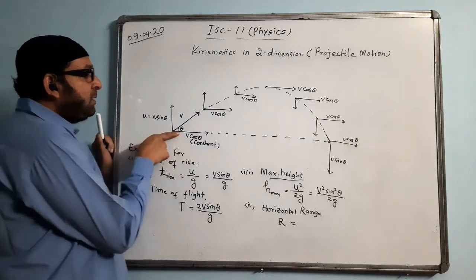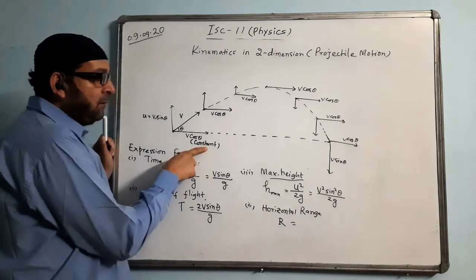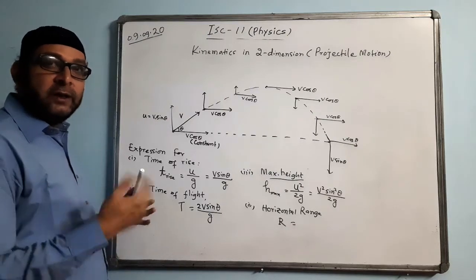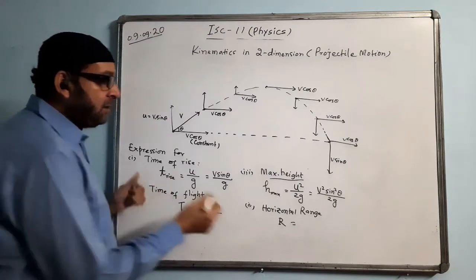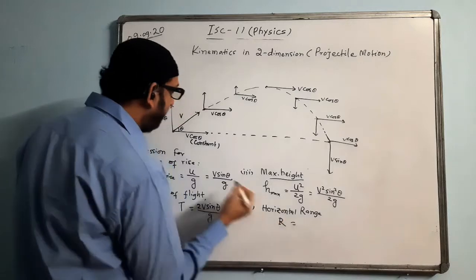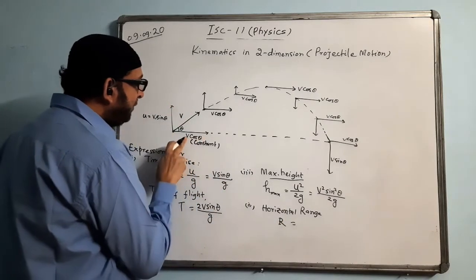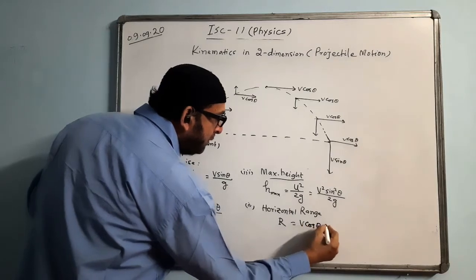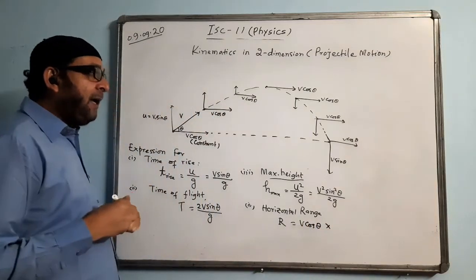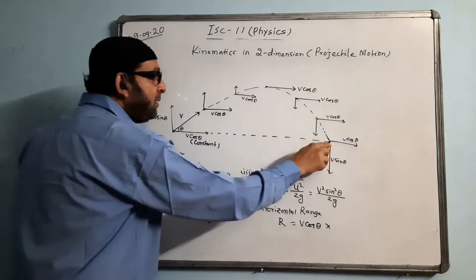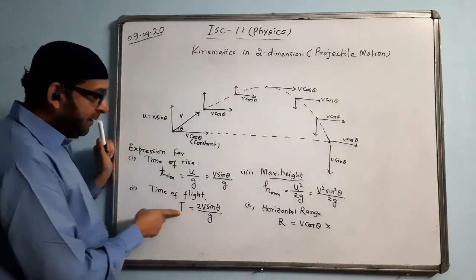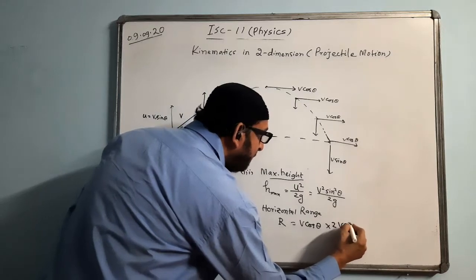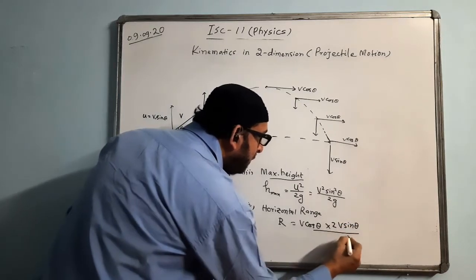What kind of motion is this one? This is a constant or uniform motion. For uniform motion we have only one formula: distance is equal to velocity into time, S is equal to Vt. So S is the same as R, velocity into time. What is the velocity in this direction? The velocity is v cos theta. We write v cos theta into time. What is the time from here till here? That time is equal to the time of flight, that we will be writing here as 2v sin theta by g.